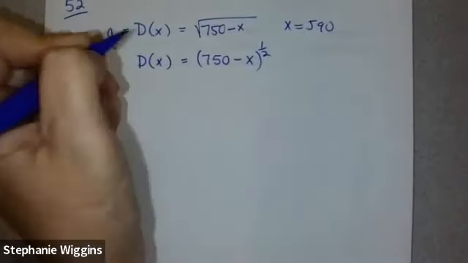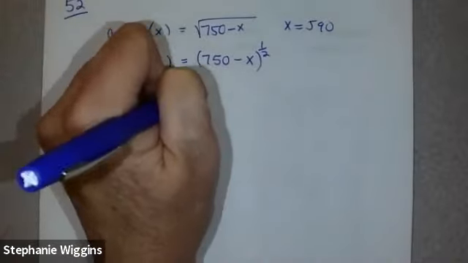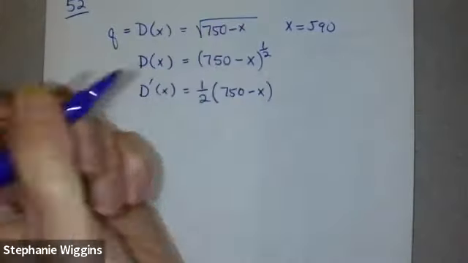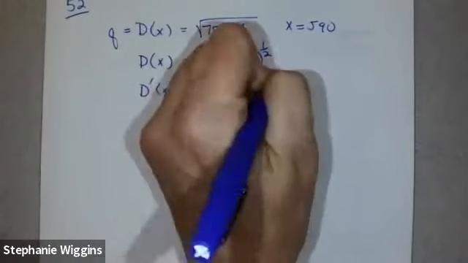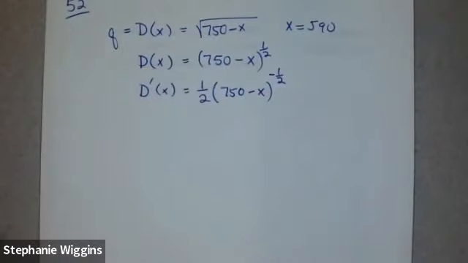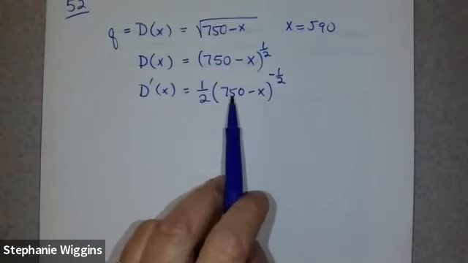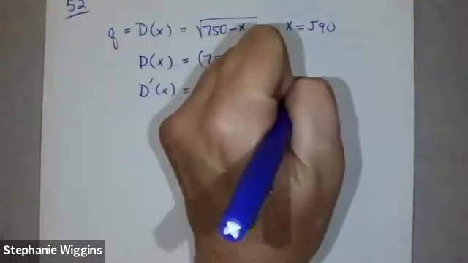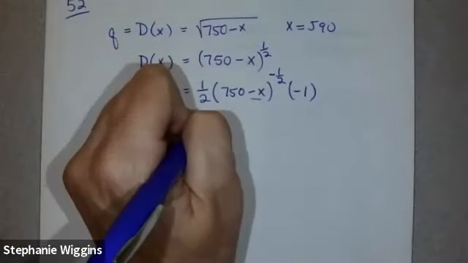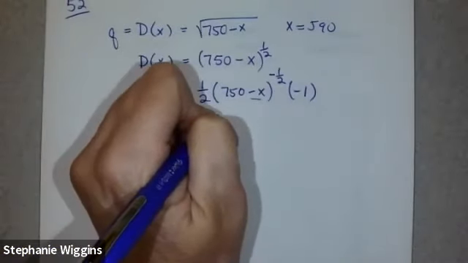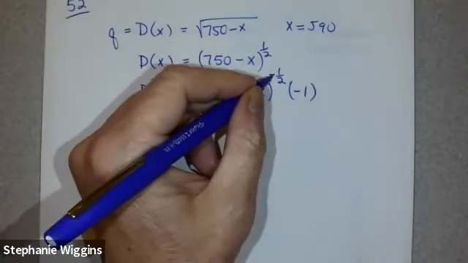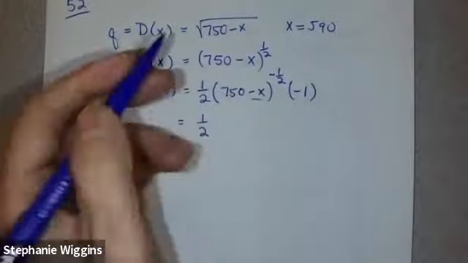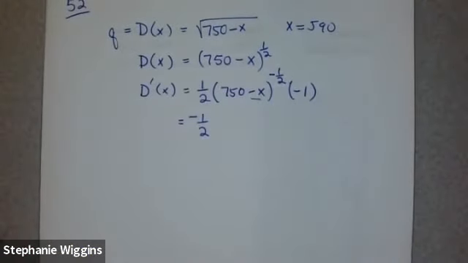So when I take the derivative, I bring down 1/2 times 750 minus X, and then I subtract 1 from the exponent, so that becomes negative 1/2. Then by the chain rule, I have to multiply by the derivative of what's inside. The derivative of 750 minus X is negative 1. So this is going to be 1/2. And then this negative means it's going to go in the denominator, and I'm going to take the square root, and the negative 1 can be multiplied by the 1/2.